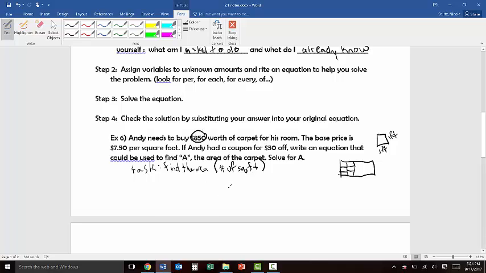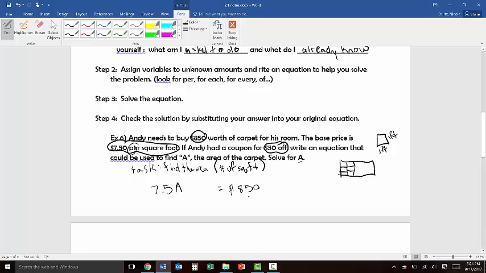Alright, so I know that he will end up buying $850, so that's just going to be his total at the checkout. Since this is total, I know it's equal to that. And then I see $7.50 per, meaning times. So we're going to write 7.5 times A, because we don't know how many square feet there are. That's what we call area, so we use A.